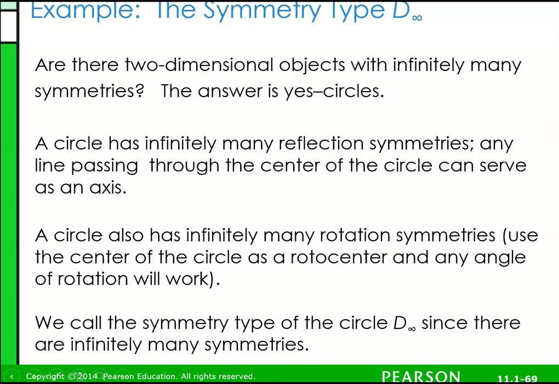All right, now let's take a look at D sub infinity. Are there two-dimensional objects with infinitely many symmetries? And the answer is yes, circles. The circle has infinitely many reflection symmetries. Any line passing through the center of the circle can serve as an axis. The circle also has infinitely many rotation symmetries. Use the center of the circle as a rotocenter, and any angle will work. Again, this is called D sub infinity.